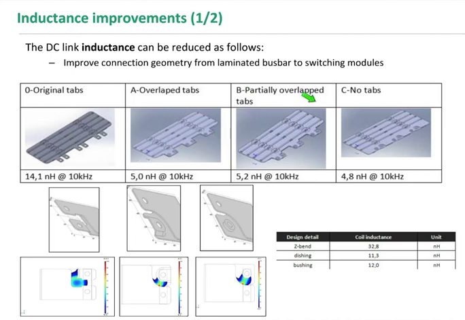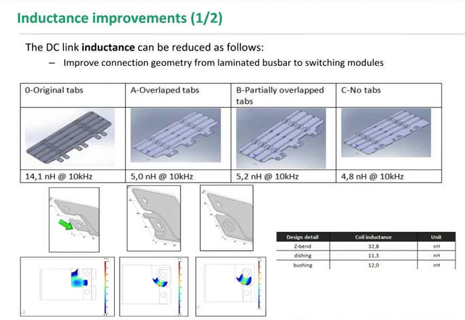We can also make a partial overlap, as you can see here. Then the inductance is a little bit higher, in the range of 5.2 nanohenry. Or the optimal design is that you don't have tabs but a straightforward busbar, and then we have an inductance in the range of 4.8 nanohenry. So as you can see, by improving the design of the busbar on which the capacitors are mounted, we can also reduce the inductance. Also important to show is which kind of connections to the IGBTs we have.